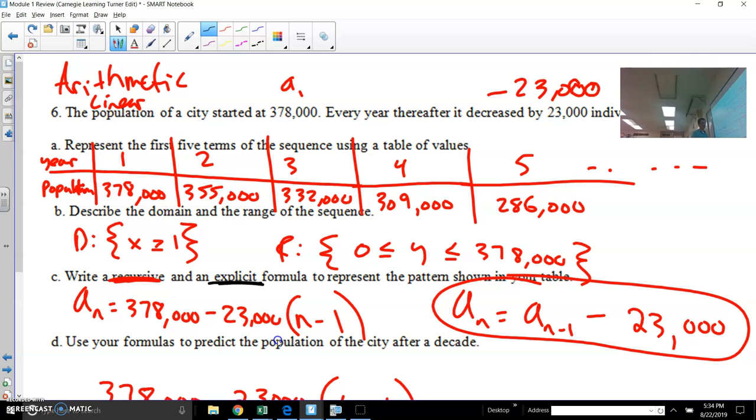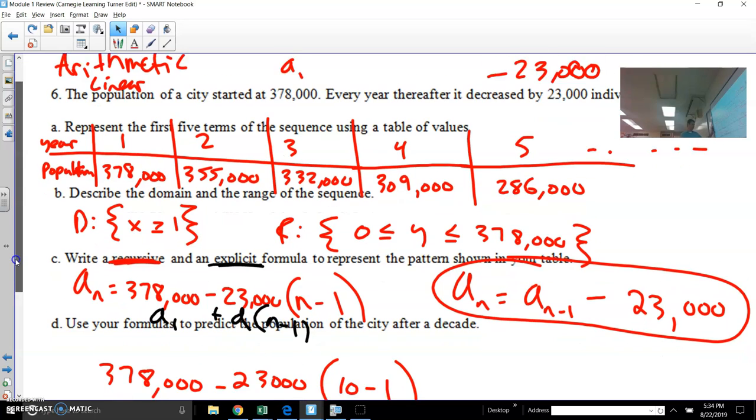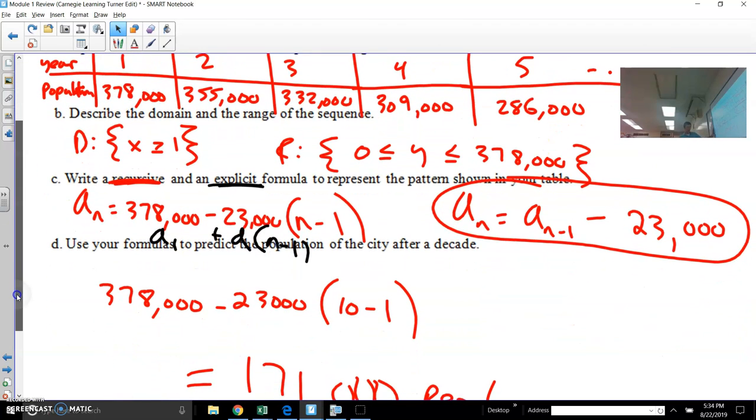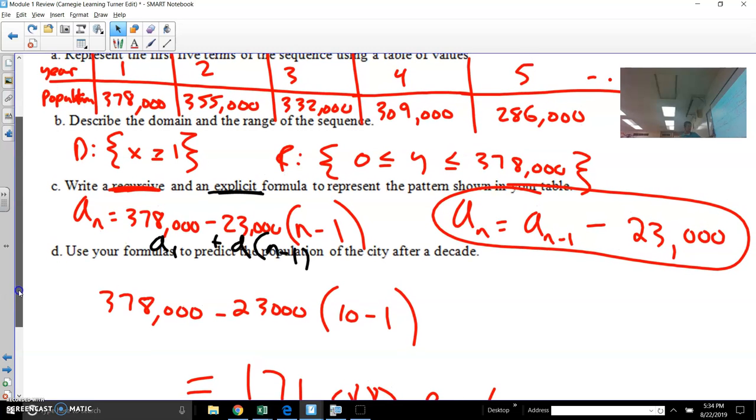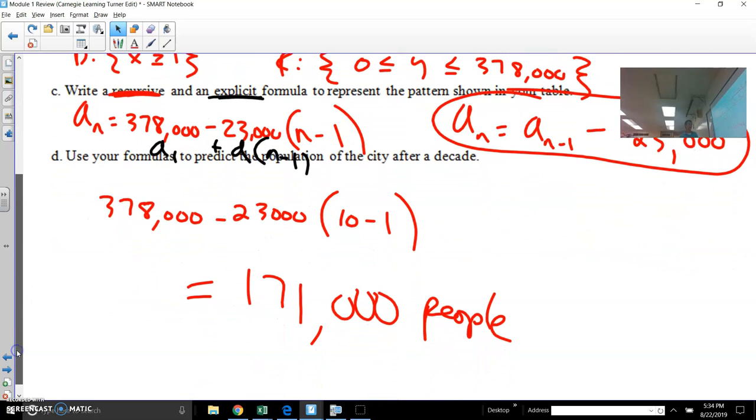So the explicit formula, you have your a sub 1 value, then the common difference multiplied by n minus 1. So I replaced the first number and the common difference in the equation. And now I'm basically plugging in after a decade would be 10 years. And so once I plug in 10, you end up getting 171,000 people. That is basically subtracting 23,000 9 times from 378,000.